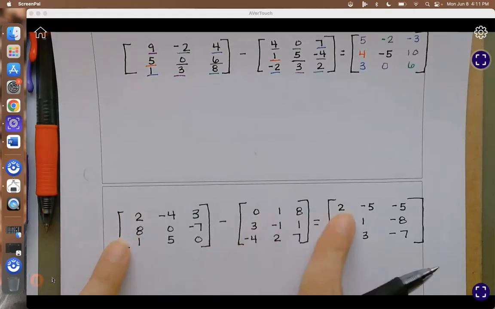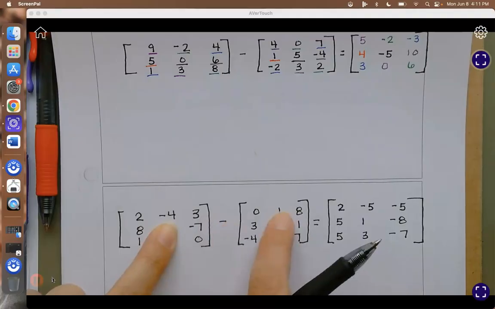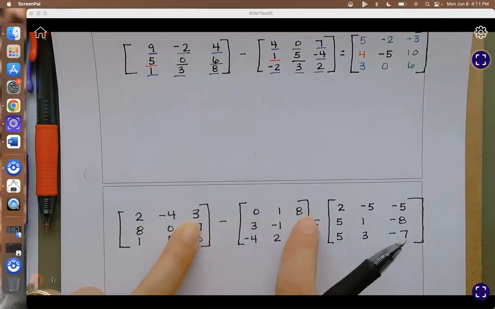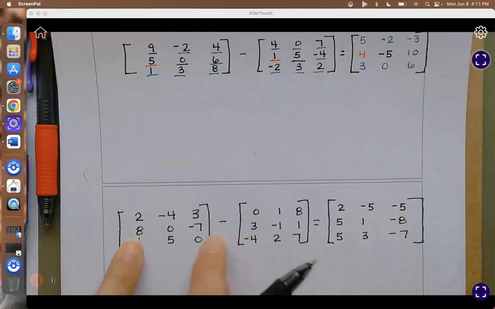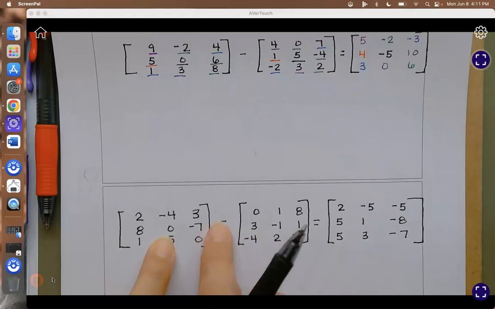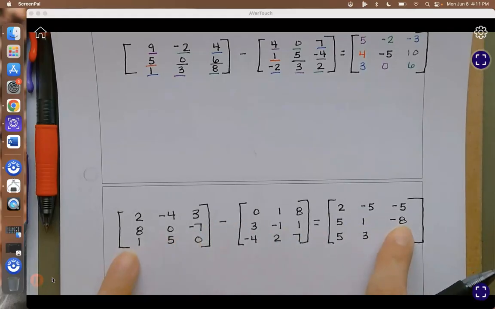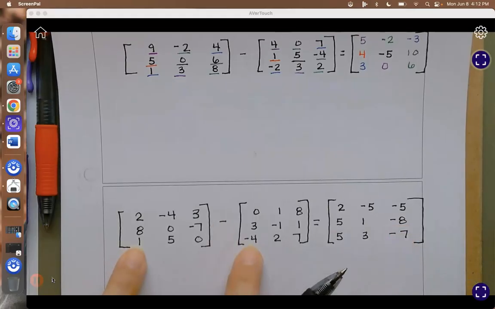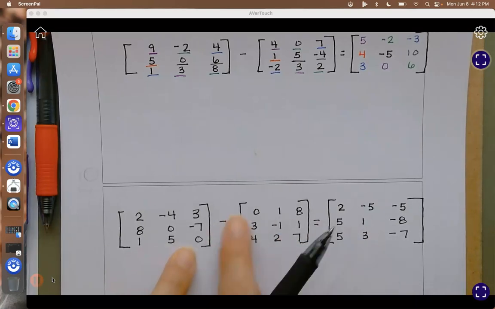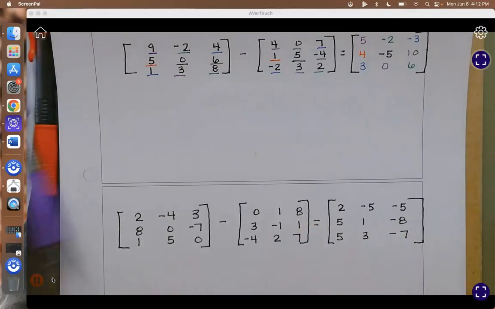So 2 minus 0 is 2. Negative 4 minus 1 is negative 5, because that becomes a negative 1. 3 minus 8, so 3 and a negative 8 become negative 5. 8 and a negative 3 is 5. 0 and a positive 1 become 1. 7 and a negative 1 become negative 8. 1 and this becomes a positive 4, become 5. 5 and this becomes a negative 2, become 3. 0, this becomes negative 7, becomes negative 7. All right.